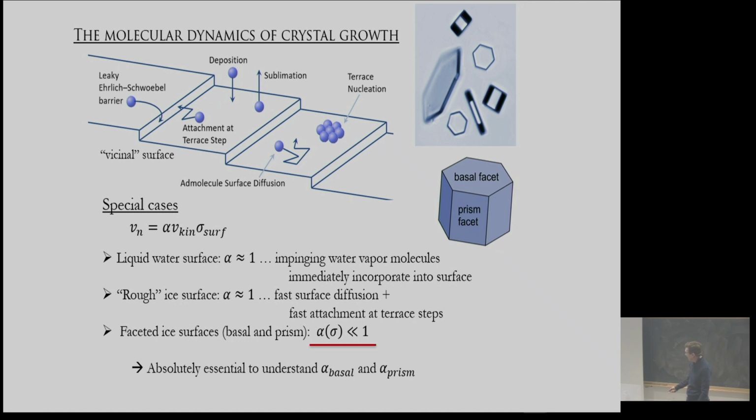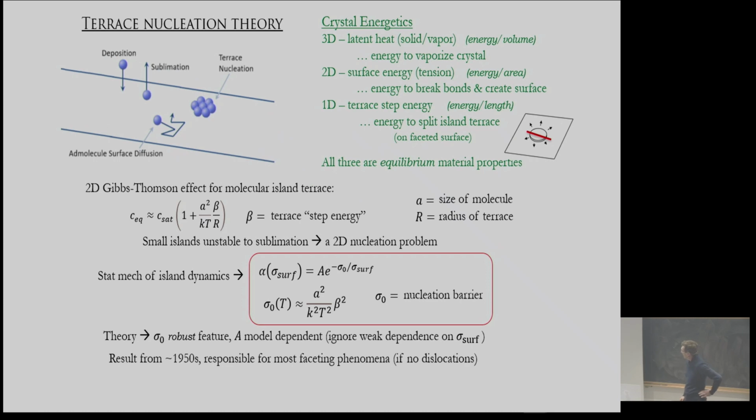So we have to do that first. That is the next step. And so we'll do that. And so that gets us to nucleation of terraces. So now our faceted surface has no steps. And we have more processes.